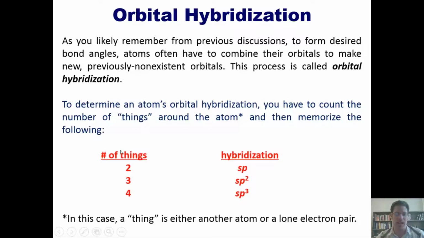If you have a central atom that has 2 things around it, its hybridization is sp. If you have a central atom that has 3 things around it, its hybridization is sp2. If you have a central atom that has 4 things around it, its hybridization is sp3. Let's take a look then at a lecture question.